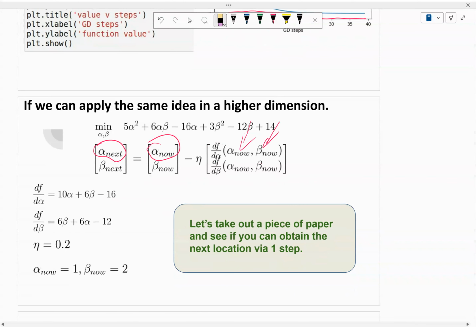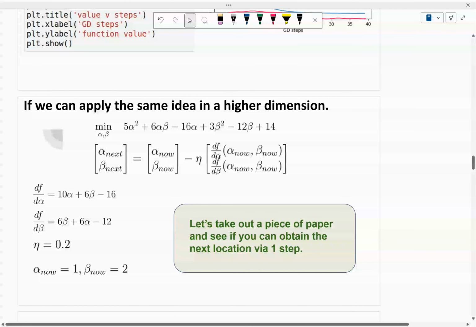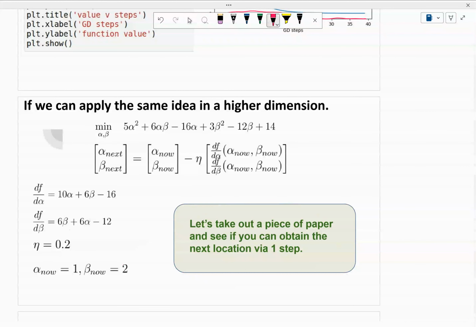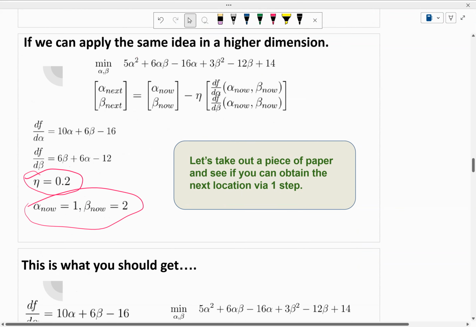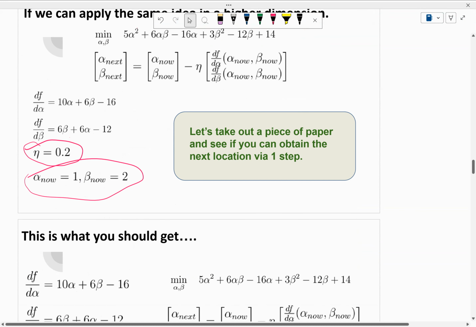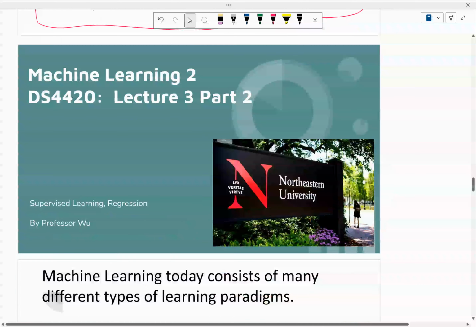Okay, so let's see if we can do this for the next exercise. Take out a piece of paper, see if you can take one step. See if you can take the derivative with respect to alpha and beta, which you should get this. And then given the step size as 0.2, and we start at 1 and 2. Okay, so give this a try. All right, I wrote the solution out for you here. So once you've tried it, you can check the solution yourself.